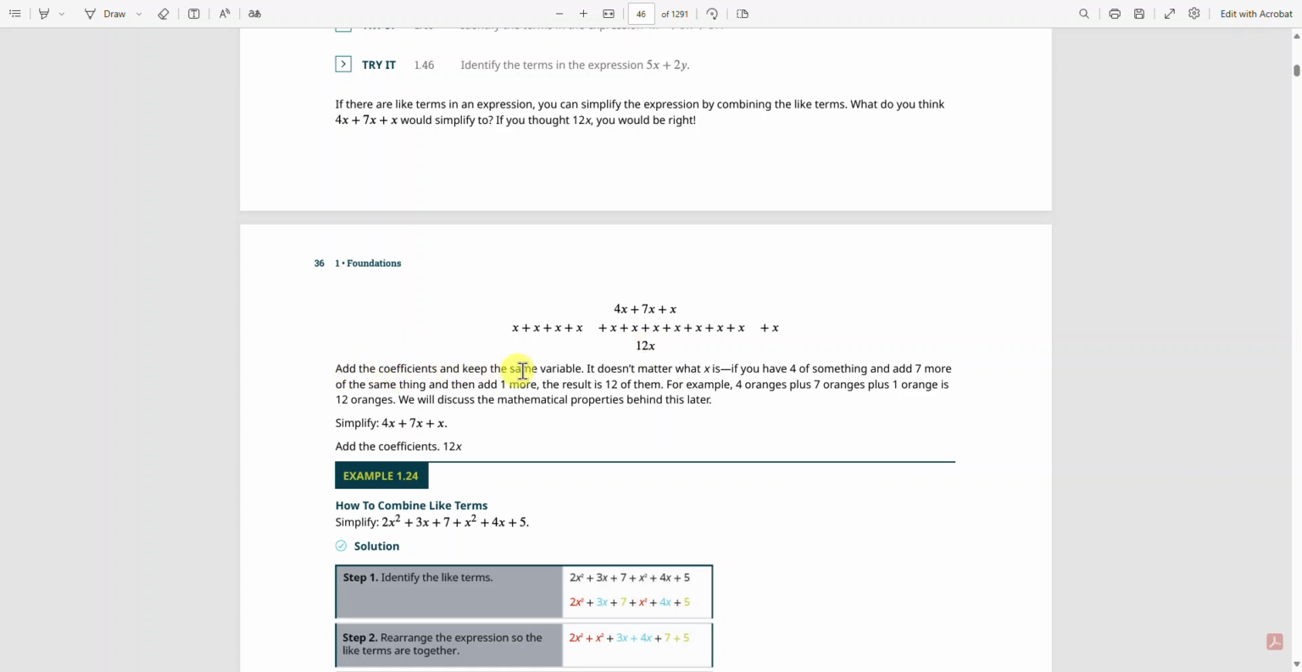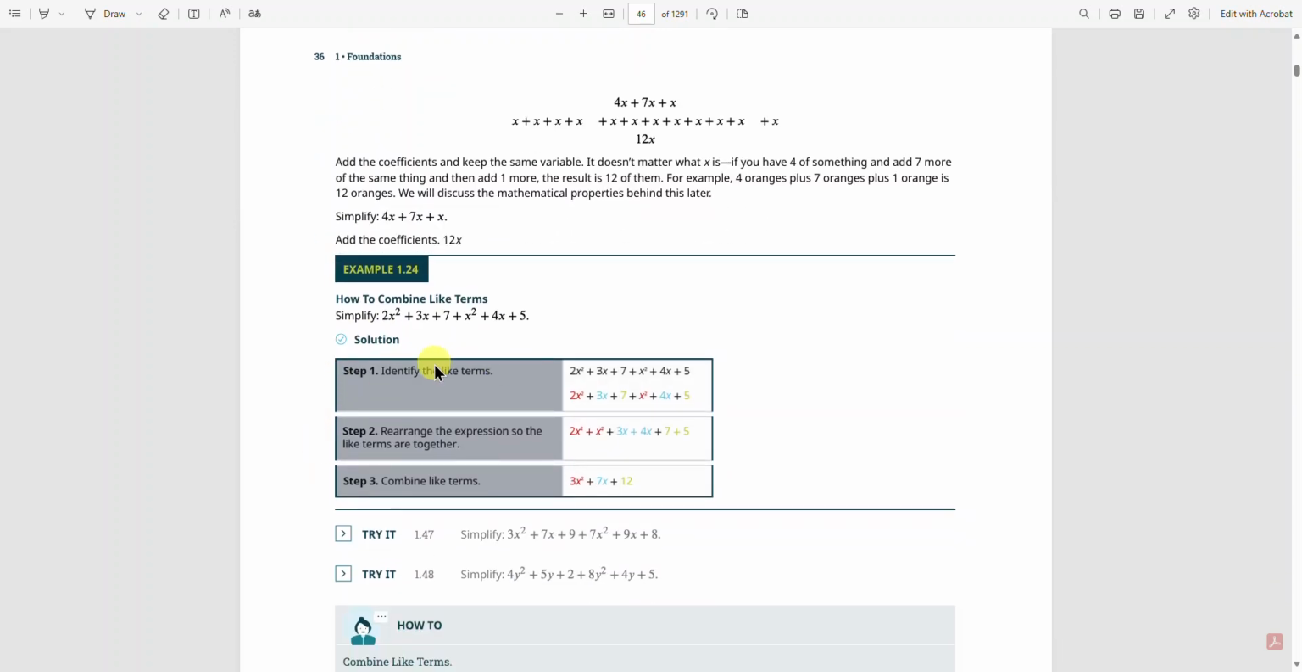Add the coefficients and keep the same variable. It doesn't matter what x is. If you have 4 of something, and add 7 more of the same thing, and then add 1 more of the same thing, the result will be 12 of those things. For example, if you have 4 oranges, where oranges is being used to replace x, and you add 7 more oranges, or 7x, and then you add 1 more orange, or x, 4 oranges plus 7 oranges makes 11 oranges, and then 1 more makes 12 oranges. So 4x plus 7x plus x, because these are all like terms, can be combined, and this expression can be simplified to 12 times x, or x taken 12 times.